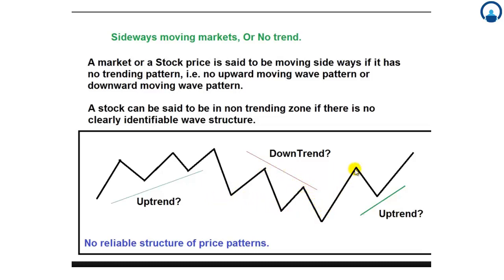But then a new top is made, voiding the idea of a downtrend, and then prices go ahead to make a new high. Thus, no reliable price structure can be identified out of this set of data. Let's go ahead and take a real chart example.